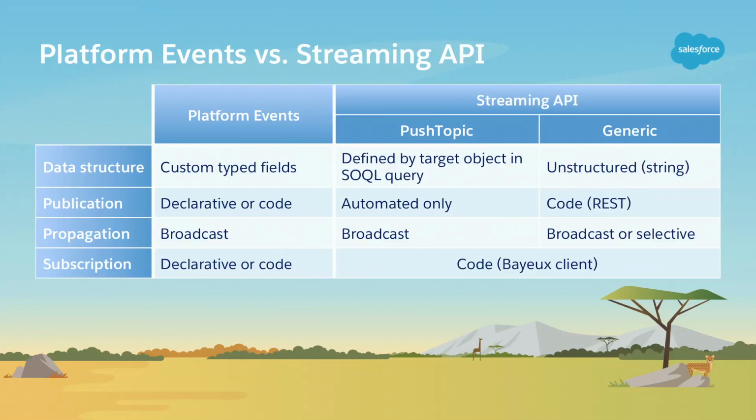Lastly, for the subscription side, we can use any method for platform events, code or clicks. And for streaming APIs, we can only do so with code. We use something called the Bayeux client. I will go into detail about Bayeux. This is what is actually supporting our streaming APIs and also the platform events. But this requires code.